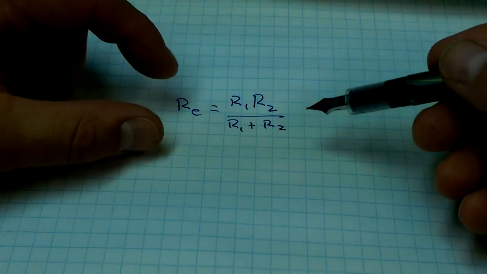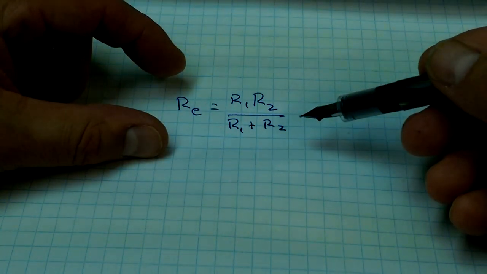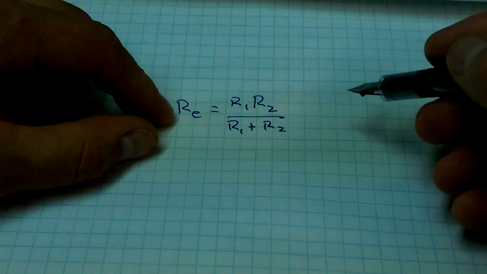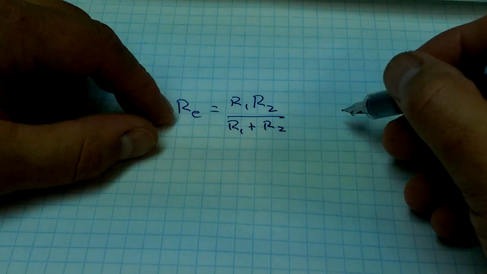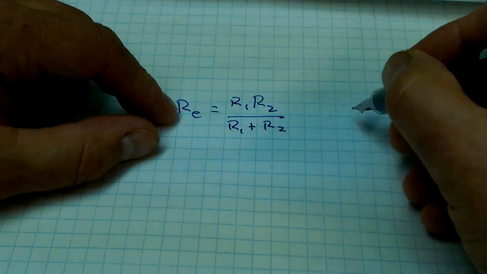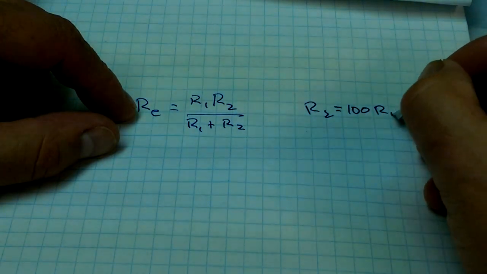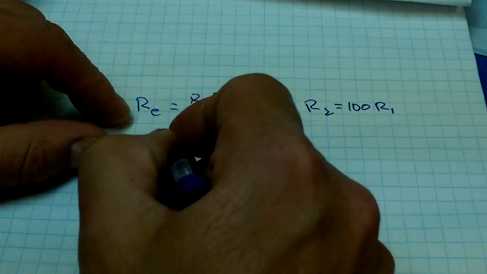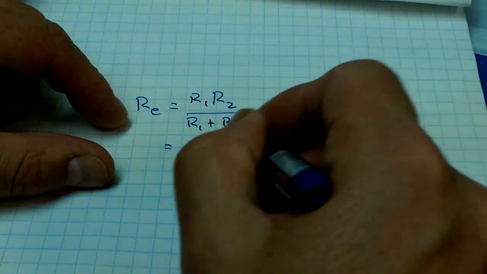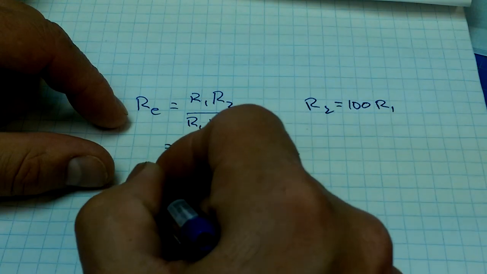Now, the equivalent resistance of a pair of resistors in parallel is always lower than either of the resistances themselves. So, say you've got a resistor R1, and you want to get an equivalent resistance 1% smaller than what you have. If you make R2 equal to 100 times R1, then what you end up with is R1 squared times 100 over 101 times R1.